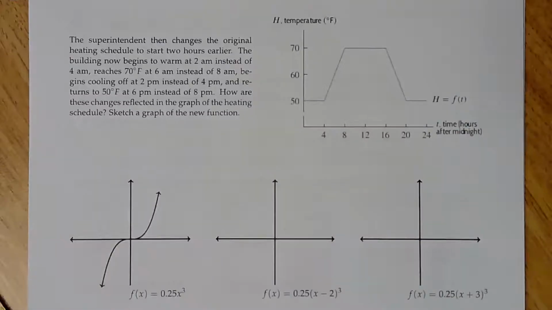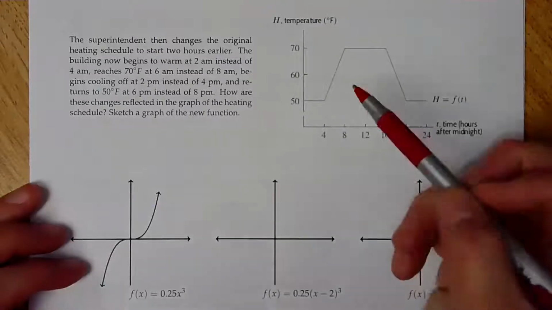Okay, so on the previous page, we looked at how graphs move up and down. And now I want to take a look at how graphs are going to move left and right. So we're going to use this same scenario of a heating schedule for a building. But what we're going to do is move everything 2 hours back in time.